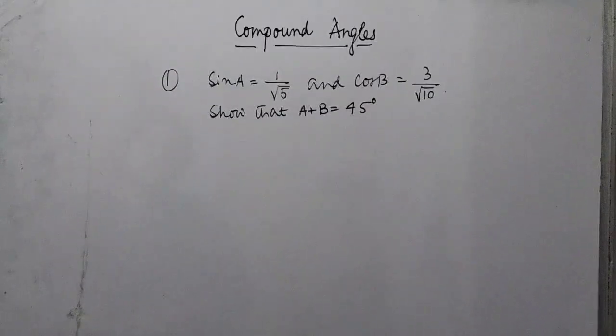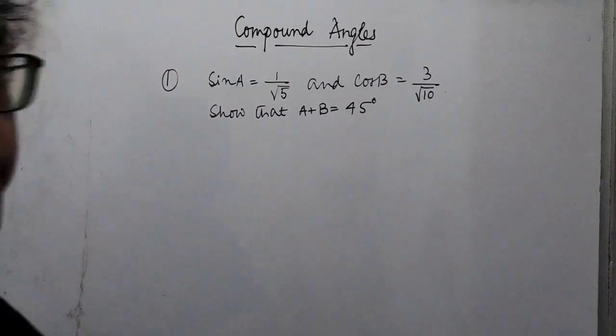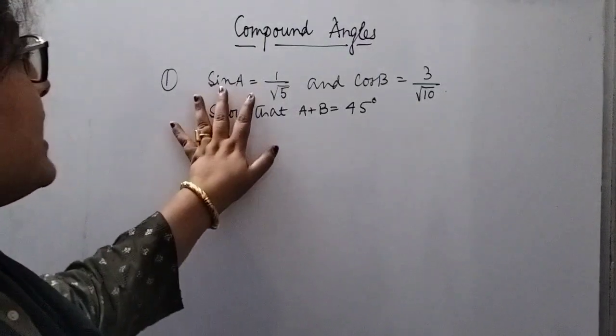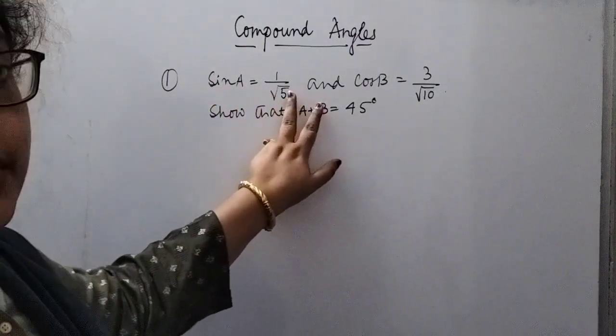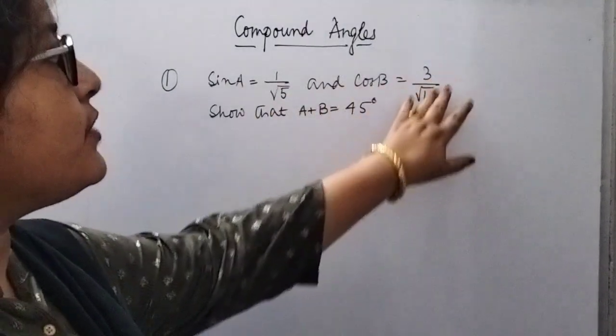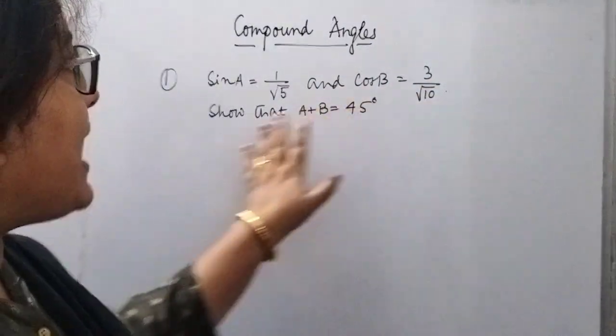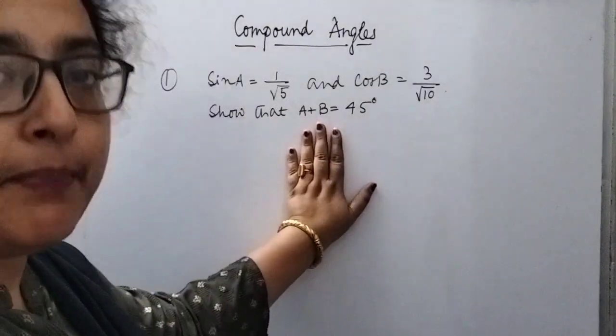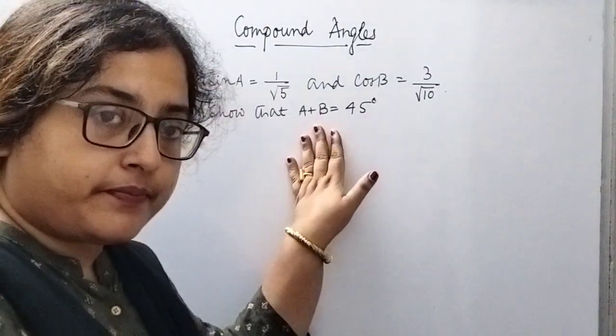Let's take one problem. It's a very easy problem. Look, sin A here is given, that is 1 upon root 5. Cos B is 3 by root 10. And we have to show that A plus B equals 45 degrees.